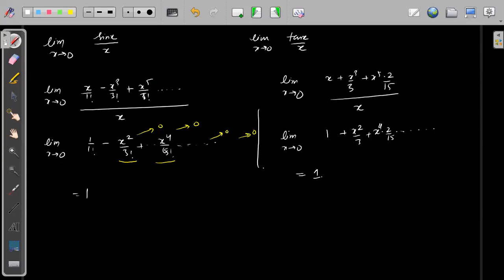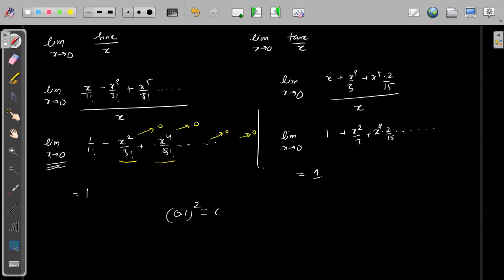Is x tending to 0, yes or no? So x is tending to 0, that is why it became 0. Check the limit, open your eyes, check the limit. What question am I asking? X tending to 0, x square, something very small, square of that will become lesser, not greater. It will become lesser and lesser as we increase the power of x.